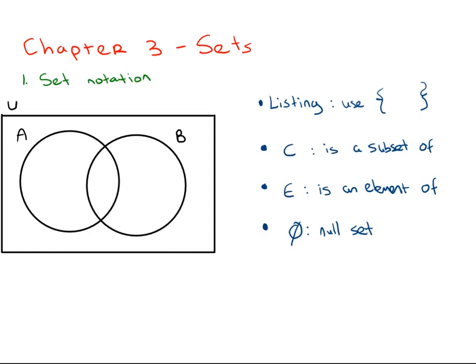Chapter 3, Sets. The first thing we're going to look at is set notation. And here on the left hand side, we are given a Venn diagram with the universal set, which contains everything, and the set A and the set B. When we're listing the elements in the set, we use the set brackets. This symbol here means a subset. This symbol is an element of, and this is the null set.